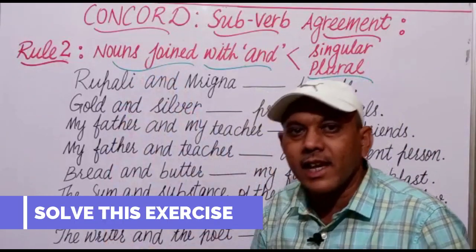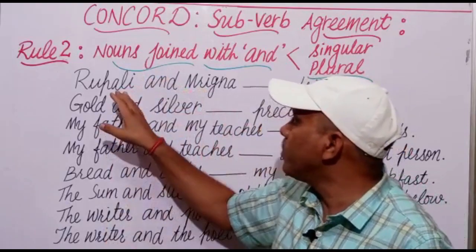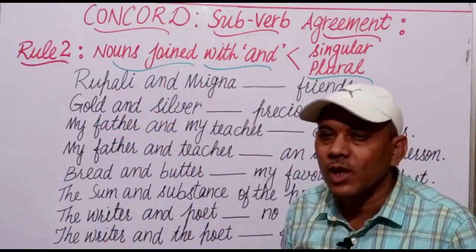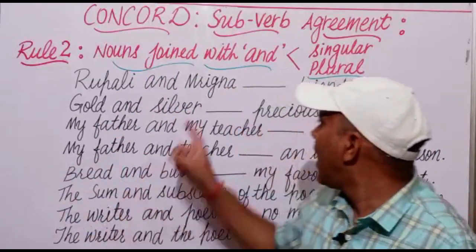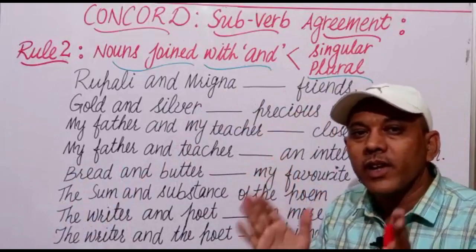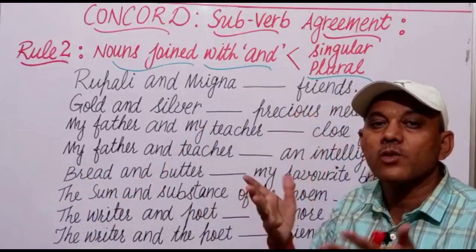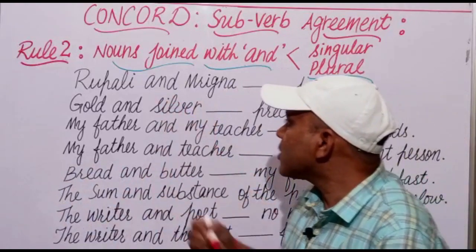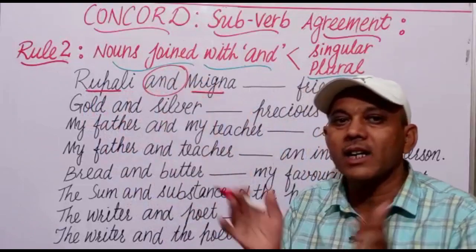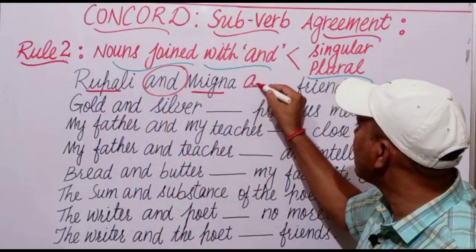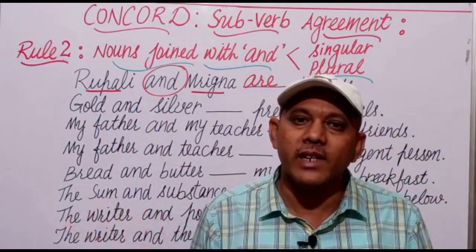Let us solve this exercise on nouns joined with and. For example, Rupali and Mrigna. Rupali and Mrigna are two persons, two girls, dash friends. Fill in is or are. Is friends or are friends? It's very simple because these two nouns, Rupali and Mrigna, joined with and become plural, so we shall write are friends. Rupali and Mrigna are friends.